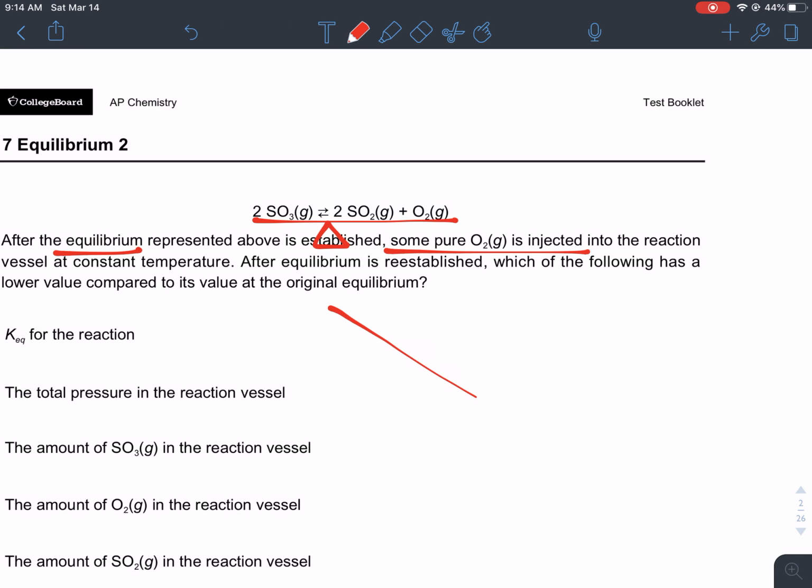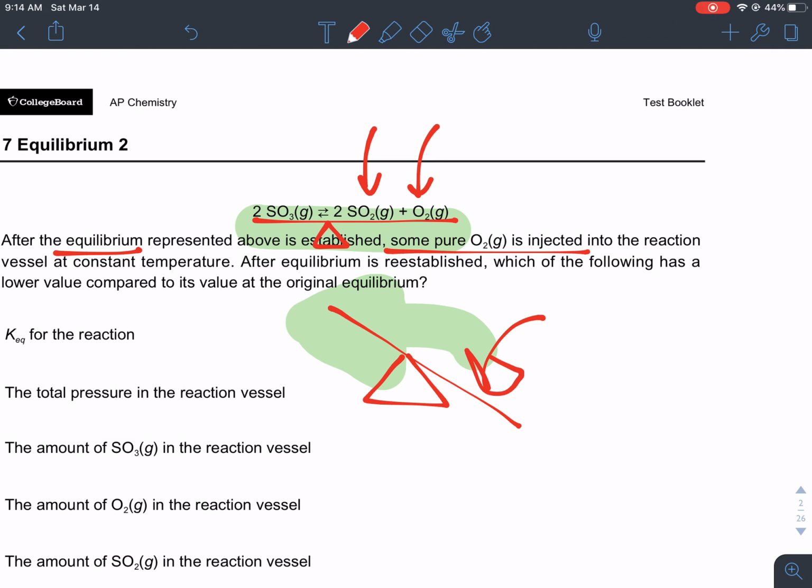So what the heck happened to the seesaw? The seesaw went like this because we added O2 at a constant temperature. After equilibrium is reestablished, how would equilibrium reestablish itself? It would create more reactant. It would go backwards to get back to equilibrium, okay? So which of the following has a lower value compared to its value at the original equilibrium? Well, if we went backwards, that means SO2 and O2 decreased while SO3 increased, right?